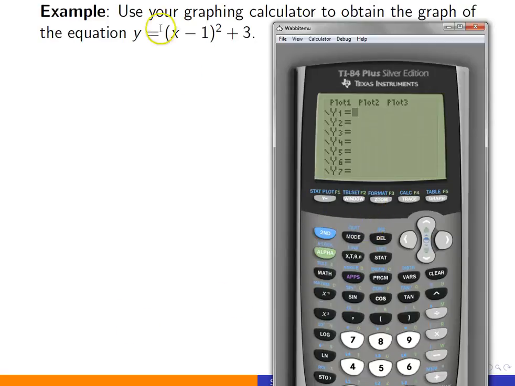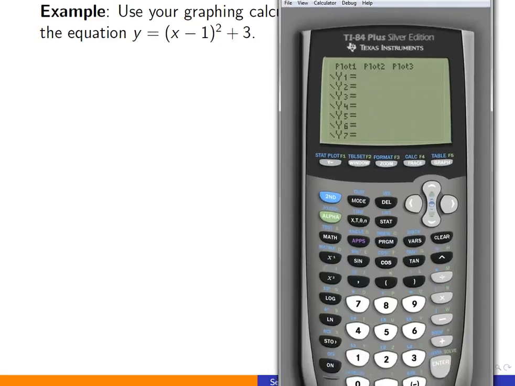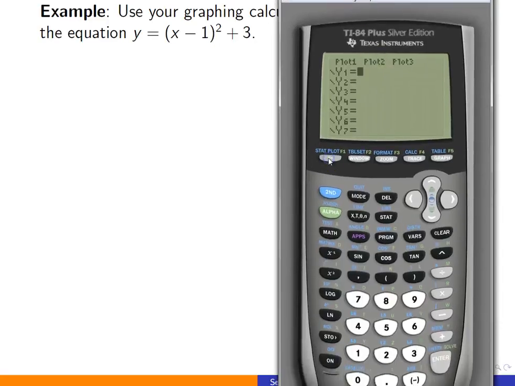So for the first example, we're asked to use our graphing calculator to graph y equals (x minus 1) quantity squared plus 3. So in order to do that, we go to our y equals button, and we're going to plug in this function from left to right. Left parenthesis, x minus 1, right parenthesis, that quantity is squared, then plus the number 3. Once we have that plugged in appropriately, we go ahead and just hit the graph button.